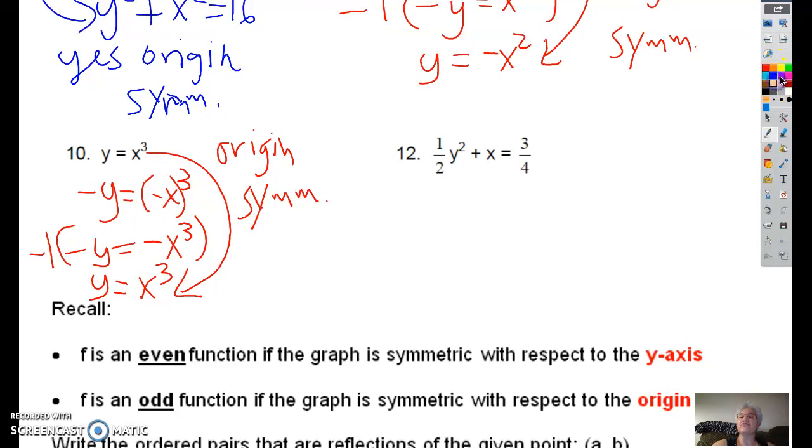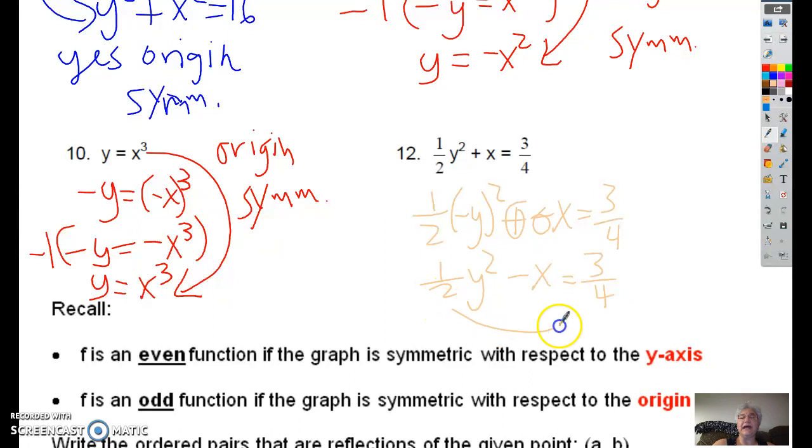Last equation. 1/2, that's a strange color, negative y squared plus negative x equals 3/4. 1/2 y squared, positive times negative is negative. I do not think that there is any way I could rearrange this to make it look like my original equation. So I'm going to say no origin symmetry.